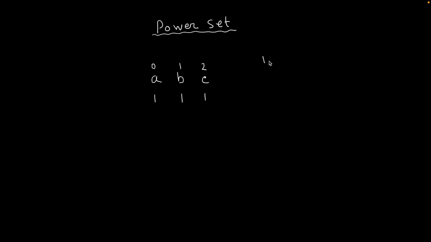In binary representation we have 1 and 0. At a position where we have 1, it means we will select that character. We select C, here we have 1 so we select B, and at this position we have 1, so we select A. So from this number we get ABC. Then the next possible binary number is 0, 0, 1.